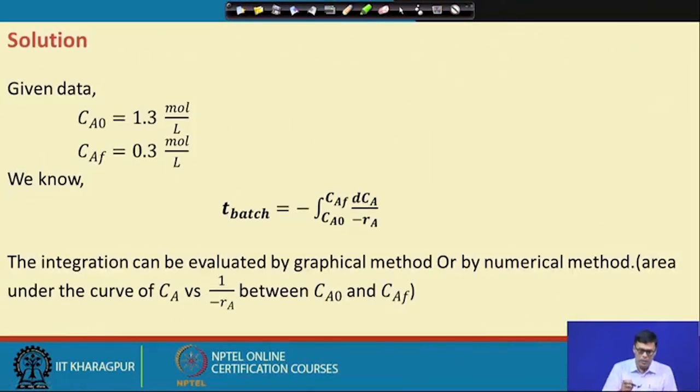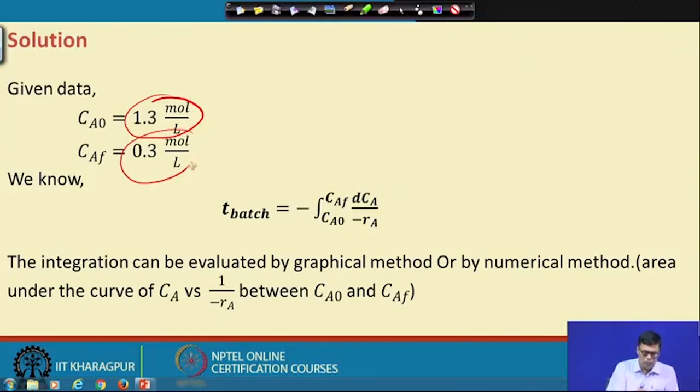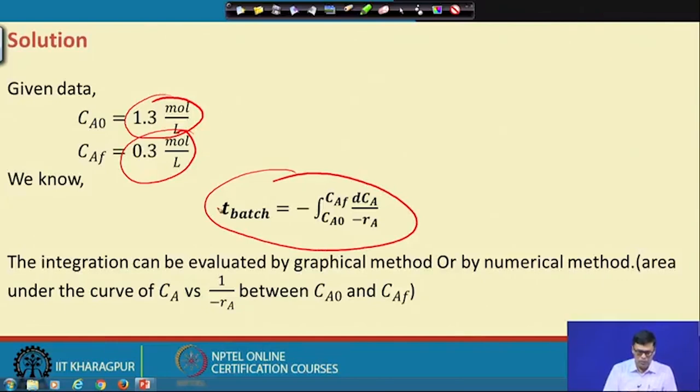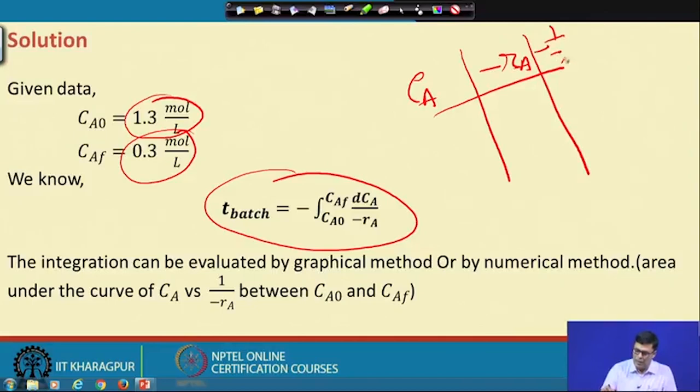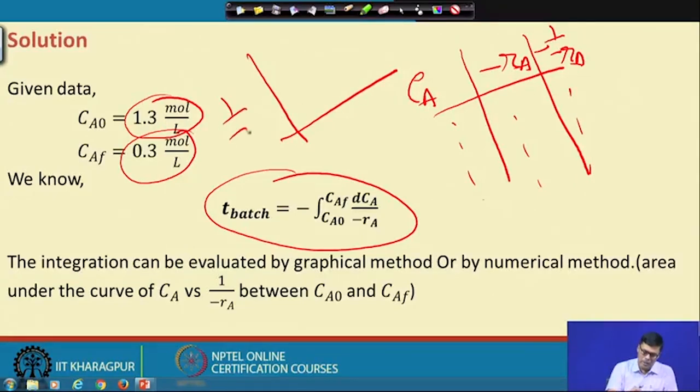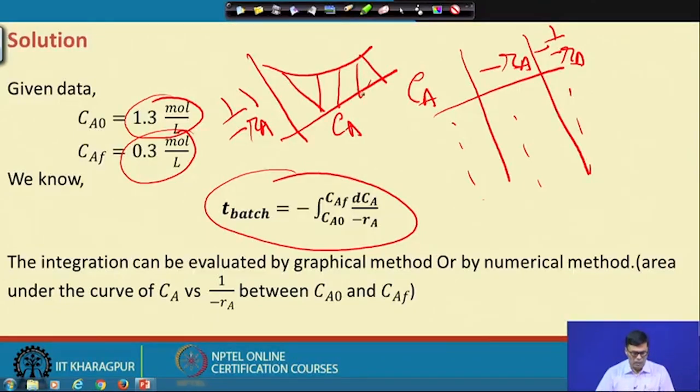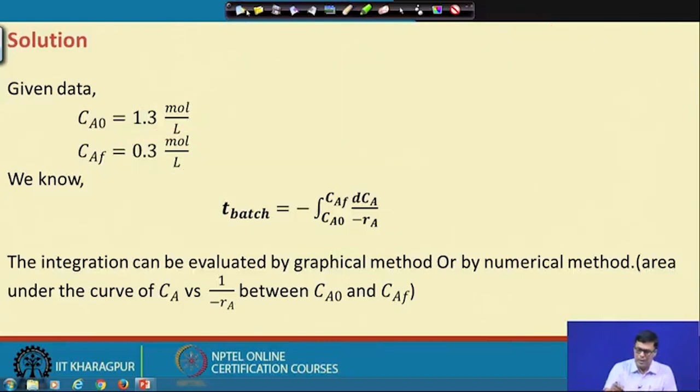Now, what are we planning to do? We want to reduce the substrate concentration from 1.3 mole per liter to 0.3 mole per liter, and this is the T batch equation that we already know. We have the data of Ca, and also we have the data of minus Ra. So here we can find out 1 by minus Ra for the different values. Then you can plot 1 by minus Ra versus Ca, and with this plot we can calculate the time required for the batch process. You can easily calculate.